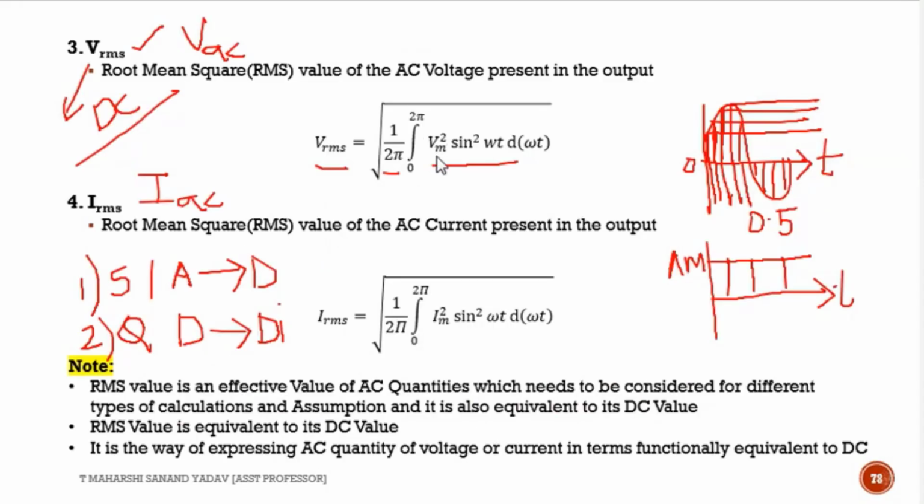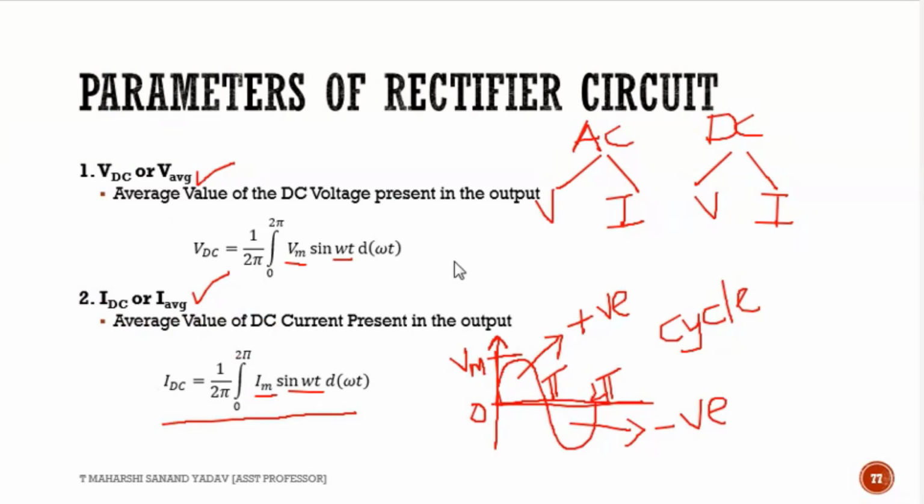Whereas for alternating, it will be Vm square sin square omega t. Or else you can consider it like this also. VDC is equivalent to 1 by 2 pi integral 0 to 2 pi directly V into d omega t. You can consider it like this, simply V, or else VI, V input. Afterwards you can substitute VI as Vm sin omega t.